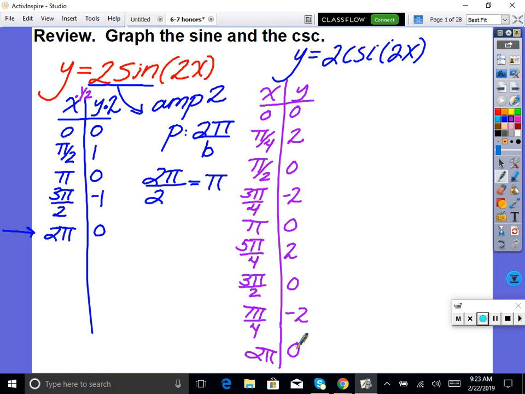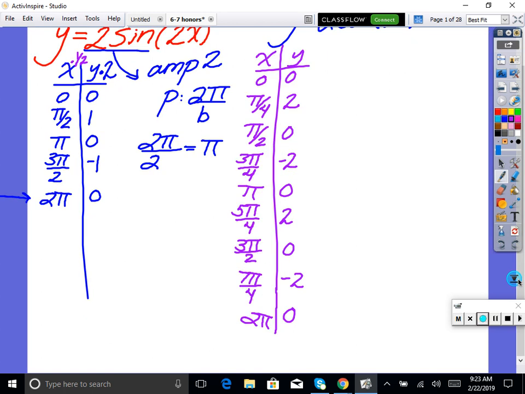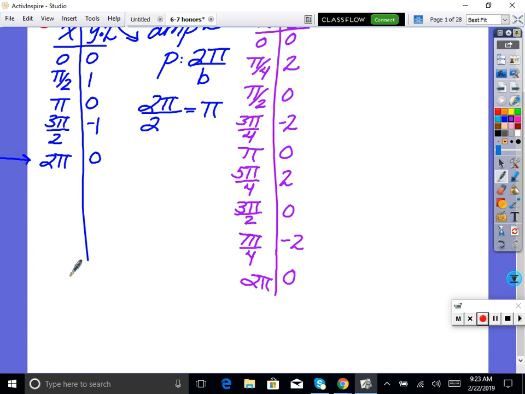Wow, I really wrote big. I needed some room to draw. Okay, well, I guess I'll try to fit it right here.